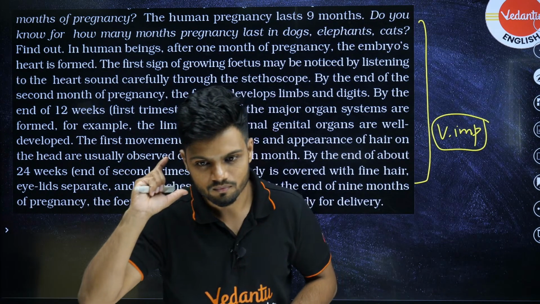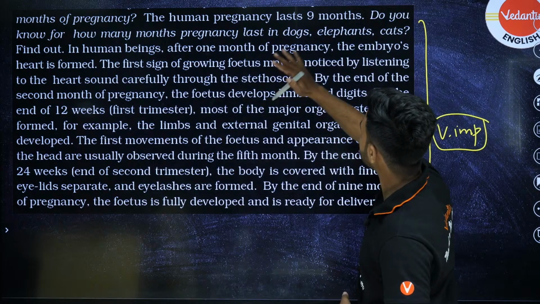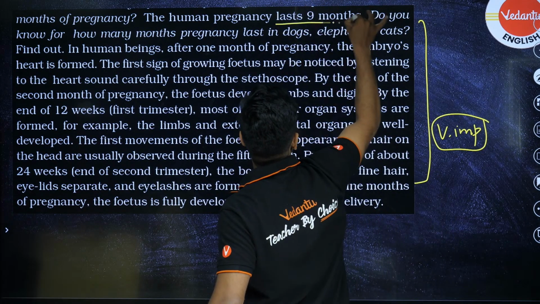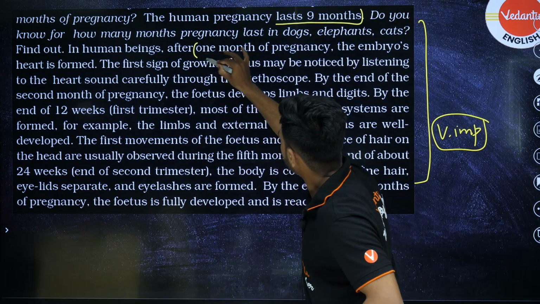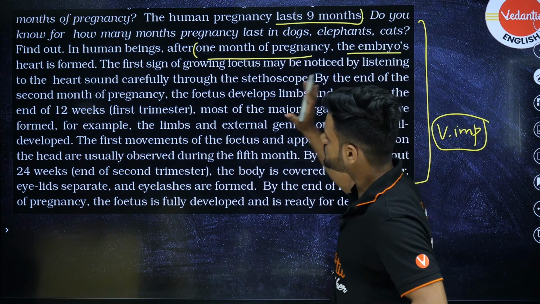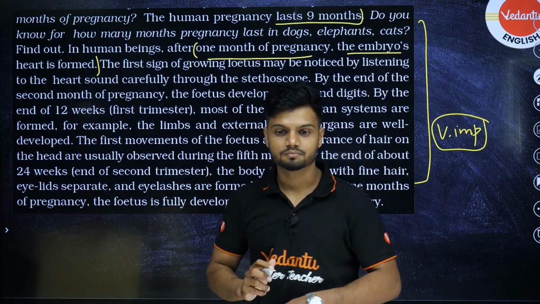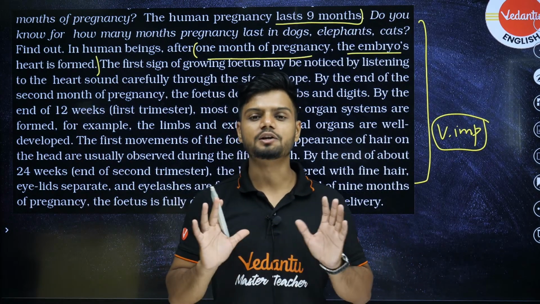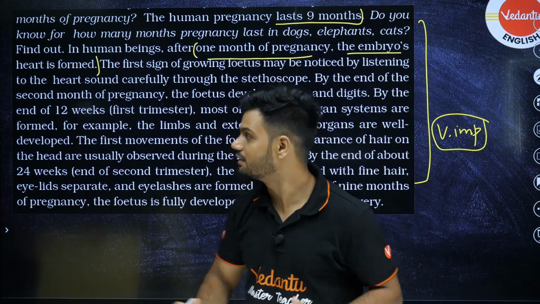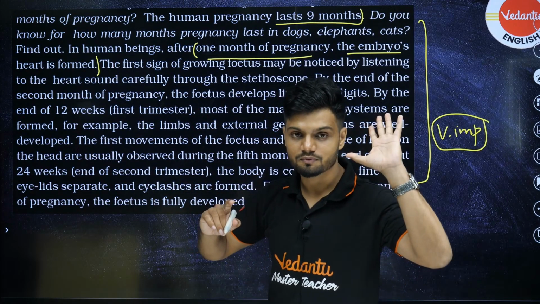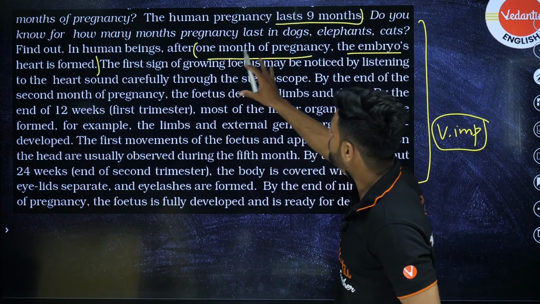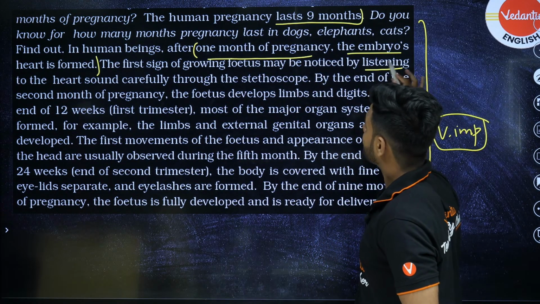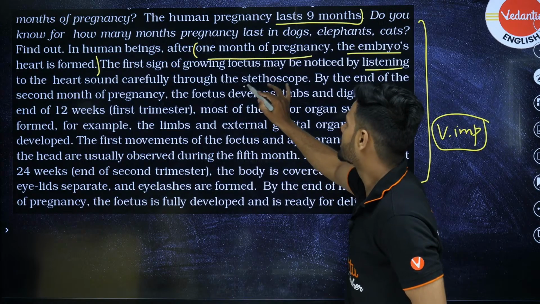See here. For example, it says that human pregnancy lasts for 9 months. After 1 month of pregnancy, the embryo's heart is formed. They can ask you. All of you tell me the answer now. When is the heart formed? Answer in the chat. After the first month of fertilization. They can also ask you, the first sign of a growing fetus may be noticed by listening to the heart sound carefully through the stethoscope.